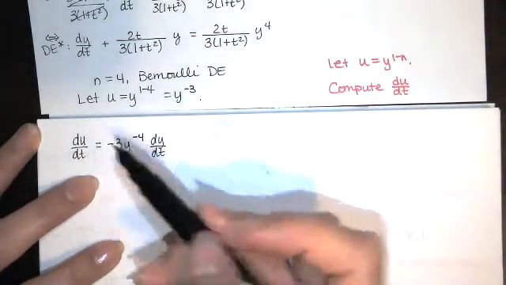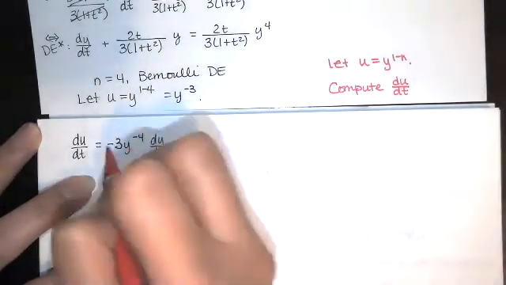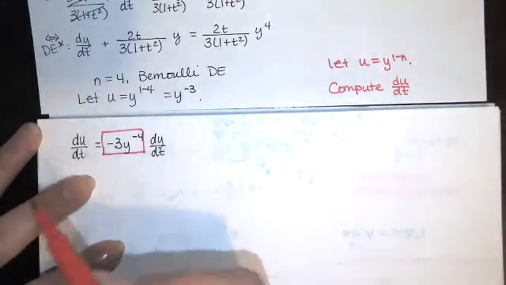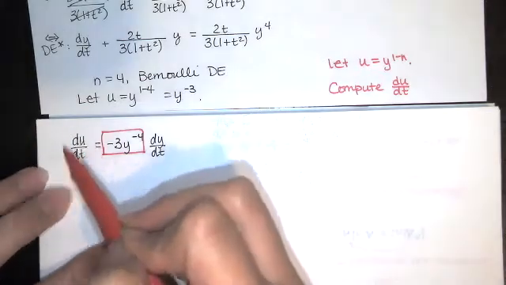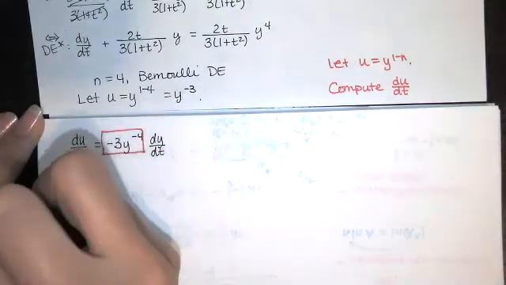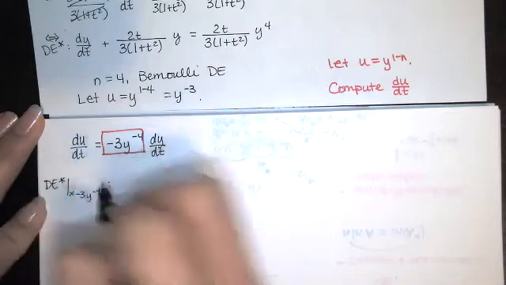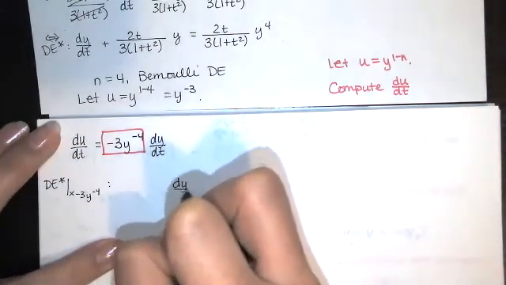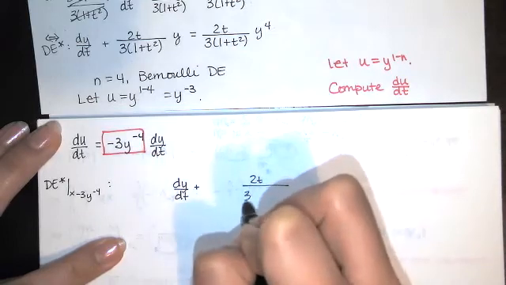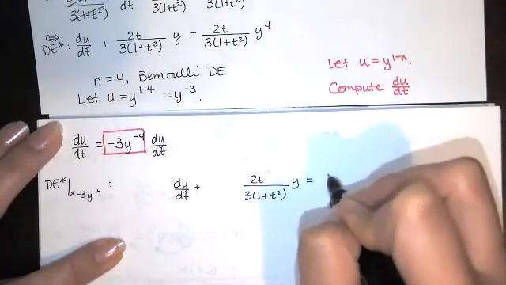So we compute this, and then what you want to do is take this differential equation and multiply it by this guy. Because when you do, the resulting differential equation will be a first-order linear differential equation in u, and we can solve that with an integrating factor. So we'll take DE star and multiply it by negative 3 y to the negative 4. I'm leaving space because I know I want to multiply every term by negative 3 times y to the negative 4.